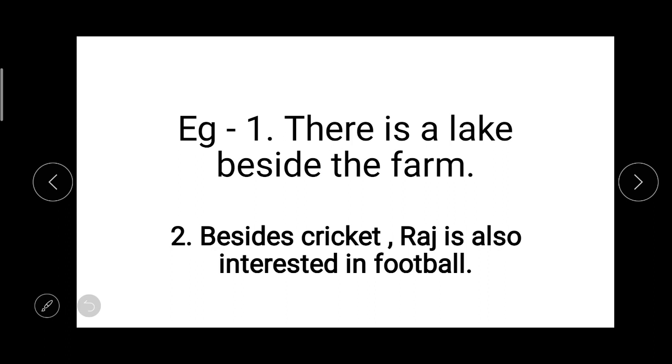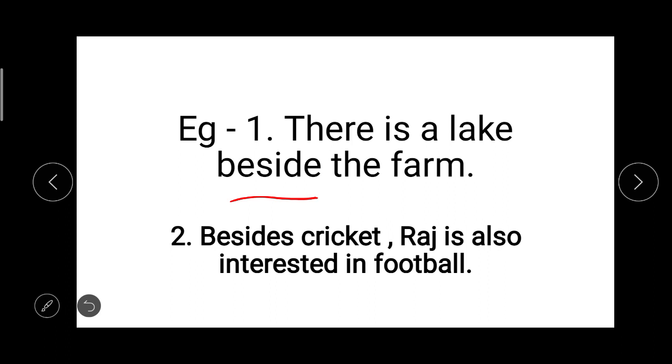So here, let me eliminate your confusion between beside and besides through these two examples. Number one is, there is a lake beside the farm. And number two, besides cricket, Raj is also interested in football. Here you can see the word beside. It is showing us that the lake is nearby the farm.